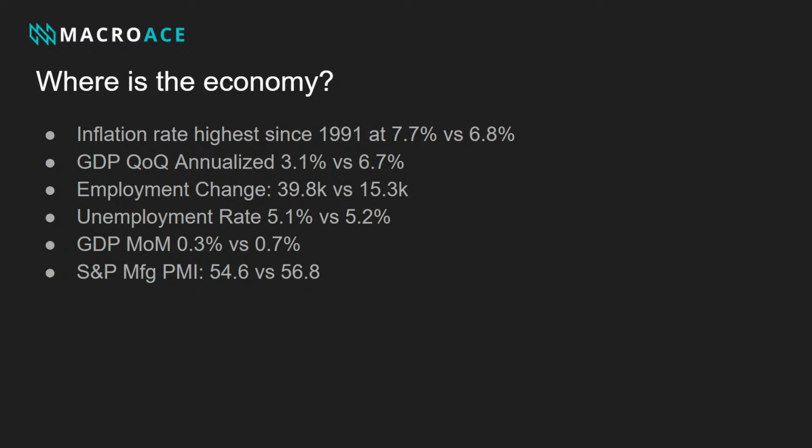Unemployment rate ticked down to 5.1% versus 5.2%. GDP month-on-month was worse than expected at 0.3% versus 0.7%, and the S&P manufacturing PMI was also worse than expected at 54.6 versus 56.8, but still in the expansionary phase, not in the contractionary phase for the Canadian manufacturing sector, according to the S&P manufacturing PMI data.